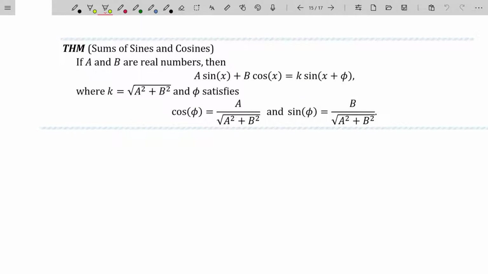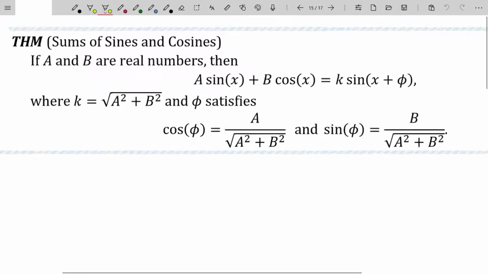And here's the theorem. It's the sums of sines and cosines theorem. If a and b are real numbers, then a times the sine of x plus b times the cosine of x is some constant times sine of x plus phi, where that constant is actually just the square root of a squared plus b squared. We, in fact, have just proven this theorem, so there's no need for me to write proof down below. And phi satisfies the fact that cosine of phi is a over the square root of a squared plus b squared, and sine of phi is b over square root of a squared plus b squared.